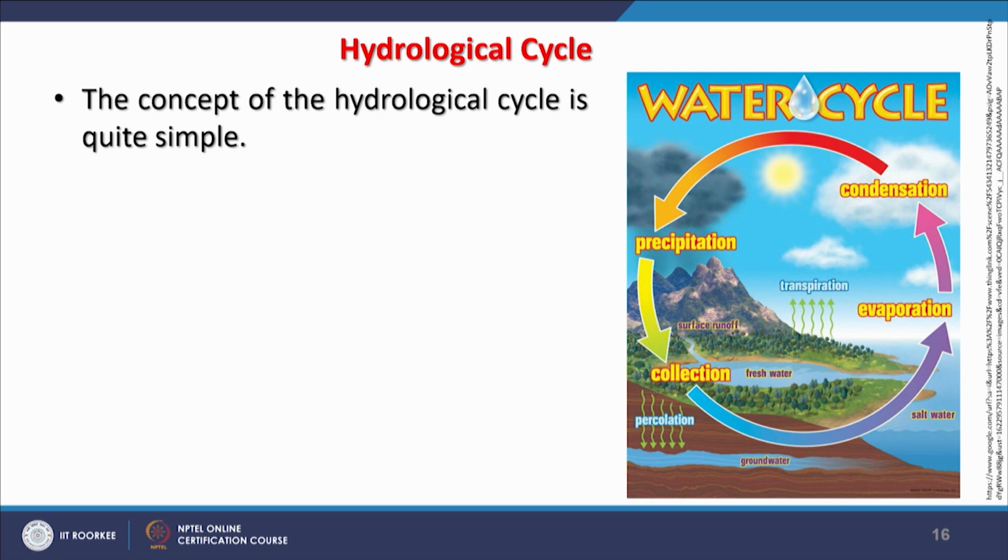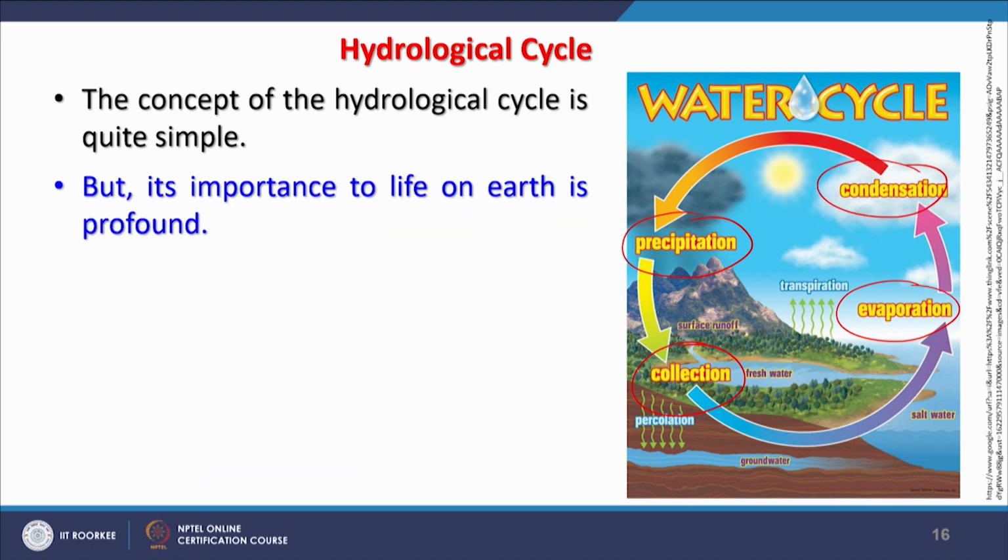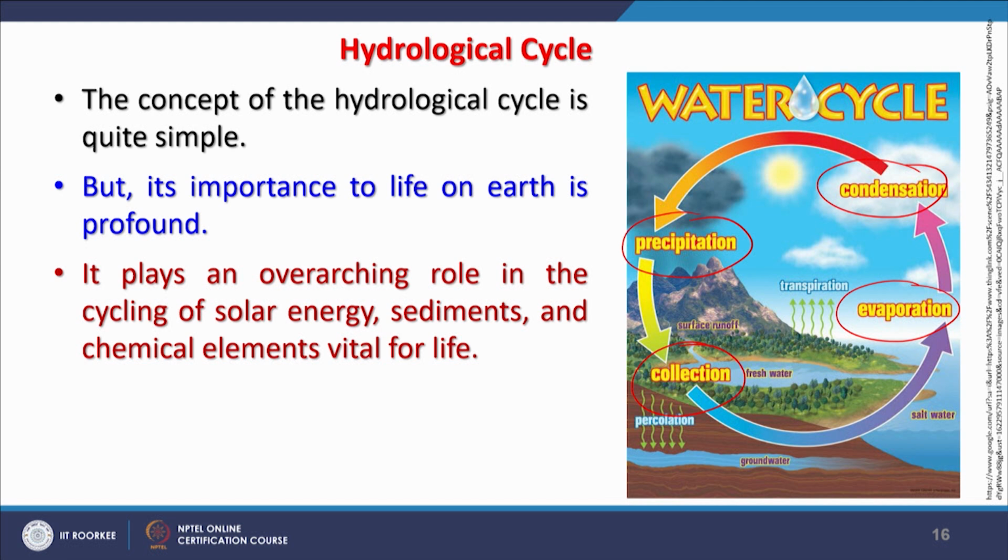So, overall we have discussed a few major points, and as a summary, the concept of the hydrological cycle is quite simple. The major things are precipitation, then collection, evaporation and then condensation, and this cycle goes on. But it is important for life on the earth. Our life depends on this whole cycle, and it plays an overarching role in cycling of solar energy, sediments and chemical elements vital for life.